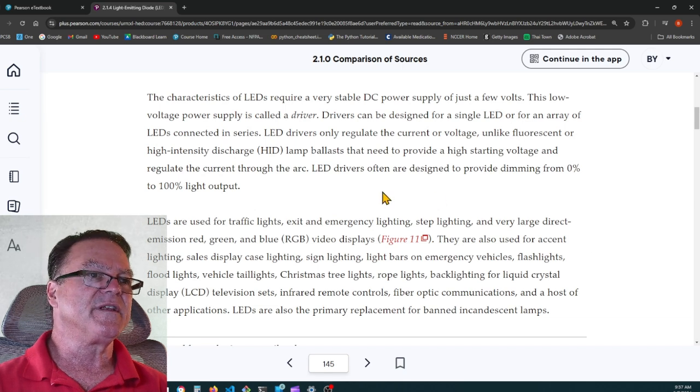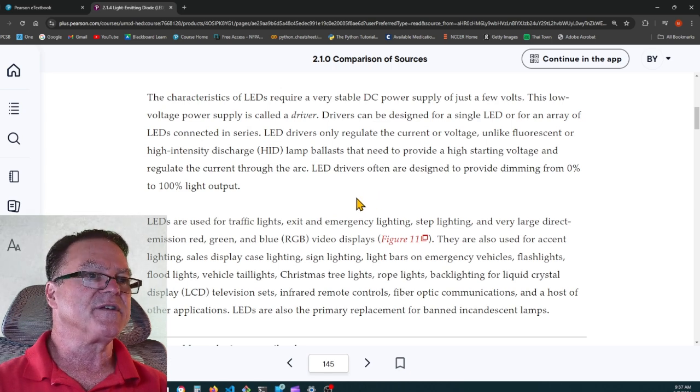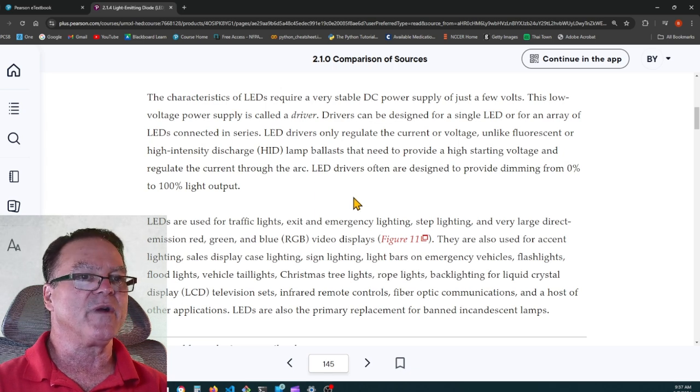All right. Characteristics of LEDs require a very stable DC power supply, just a few volts. This low voltage power supply is called a driver. Drivers can be designed for a single LED or for an array of LEDs connected in series.